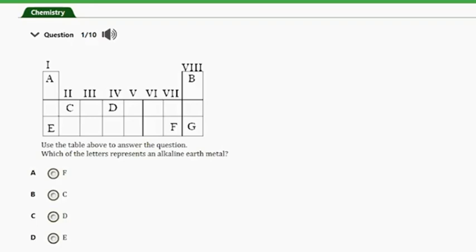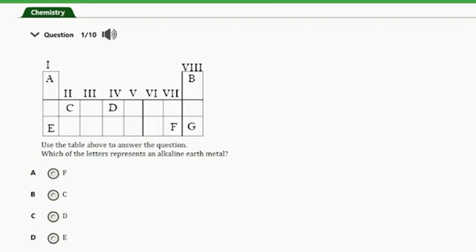We have a diagram here showing the periodic table. This is just a model of the periodic table. So the question here says, use the table above to answer the question. Which of the following letters represents an alkaline earth metal?